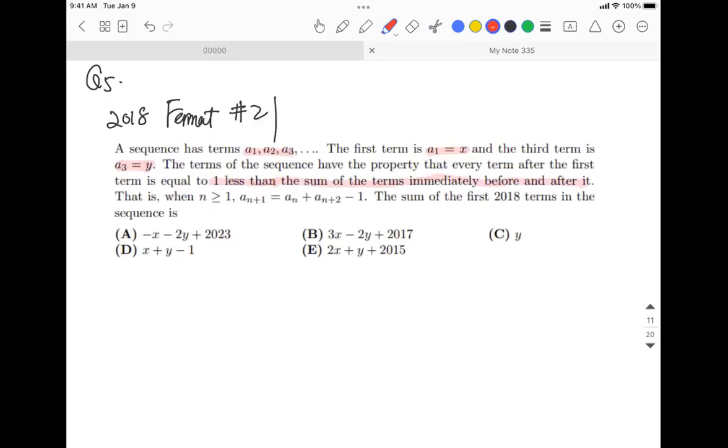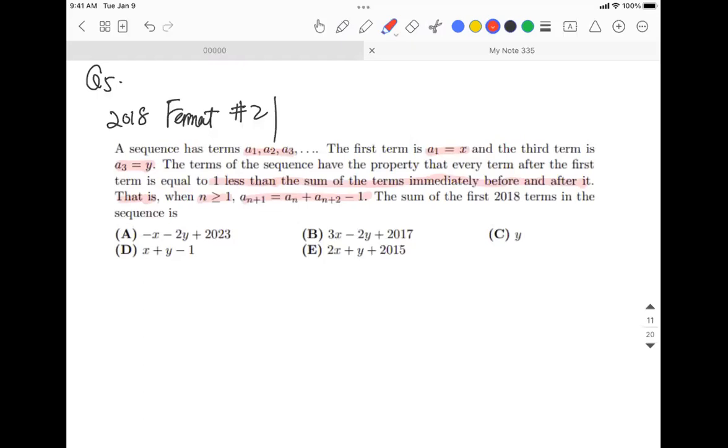And in case you do not understand this English sentence, the question actually gives you a mathematical explanation. That is, when n is greater than or equal to 1, a_n+1 equals a_n plus a_n+2 minus 1. You see, the Canadian problems are so nice, like the Canadian people. It not only gives you the English explanation, but also the mathematical explanation, just to make sure you can understand. AMC won't give you this. AMC just gives you one sentence, you understand it, that's it, and then directly gives you the problem.